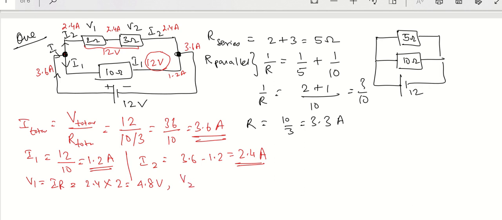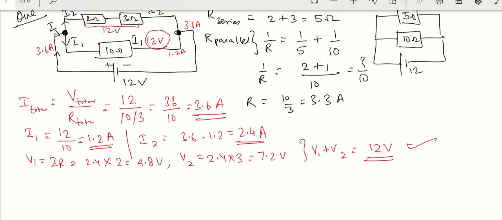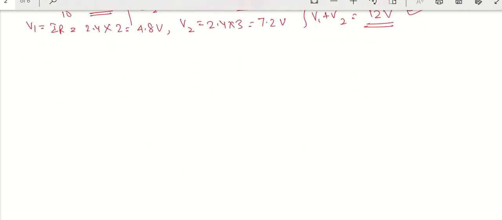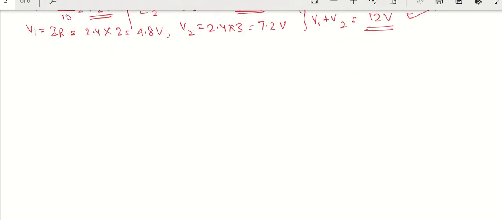And then V2. V2 will be the same thing. So it will be 2.4 into 3. That means it is 3 4 12, 7.2 volt. Then if I do V1 plus V2, I will get my 12 volt. See? So that's a correct answer, right? So this is how you have to solve the question here in this simple circuit. So that is one thing that we have seen.